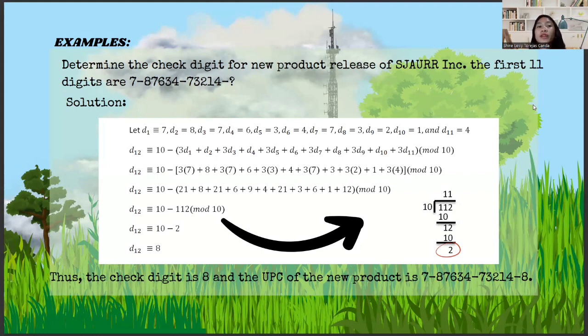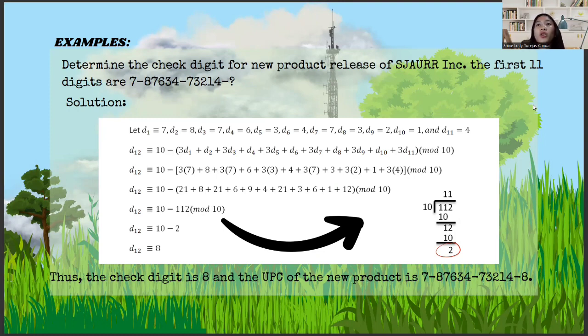After that, we apply the formula of UPC, which is D sub 12 is congruent to 10 minus (3D sub 1 plus D sub 2 plus 3D sub 3 and so on until 3D sub 11) modulo 10, in which all odd subscripts are to be multiplied by 3. Next we substitute all the digits: D sub 12 is congruent to 10 minus (3 times 7 plus 8 plus 3 times 7, and so on) modulo 10.